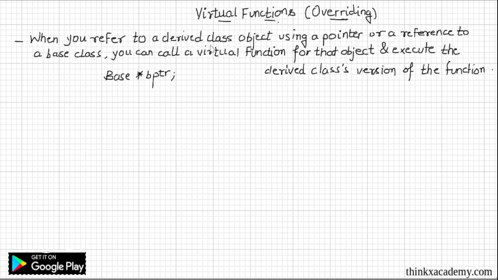So you can see when you refer to a derived class object using pointer to a base class, you can see that we are referring it here. So let me create a derived class object D. bptr is equal to reference of D. So whenever you are referring to a derived class object, you can call the virtual function for that object, which is D, and execute the derived class version of the function. That means it is actually saying that we are doing overriding. And what are we overriding? We are overriding the function fun of the base class.